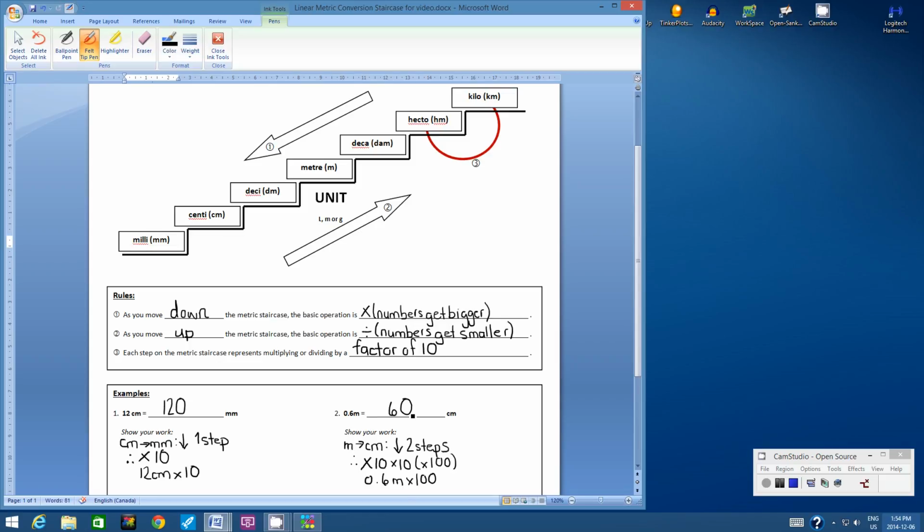So I hope that's pretty clear, and I'd like you to finish and work on examples 3 to 8 on your own, and we'll take them up.